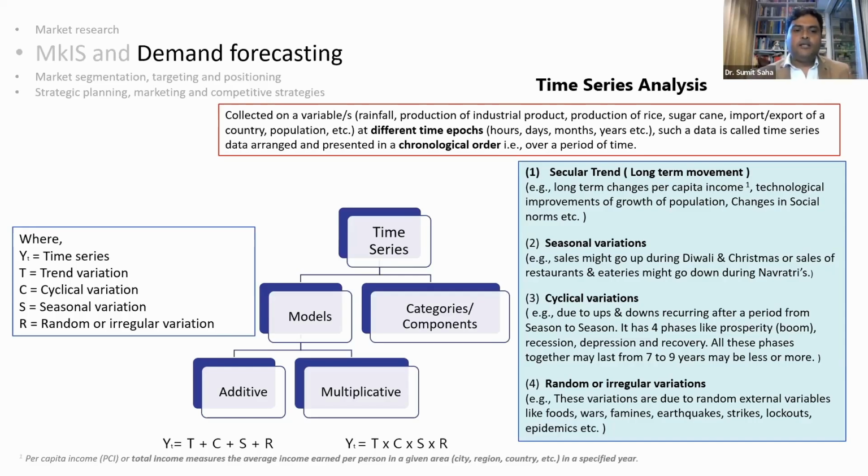When I'm using these four parameters in an additive manner, plus manner, adding them, I call it the additive model. When I am using them in a multiplication manner, then I call it the multiplicative model. Got it?